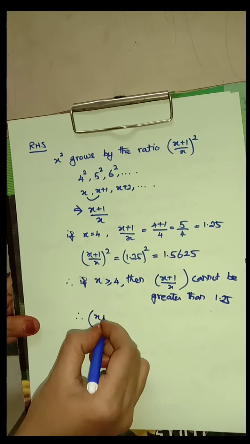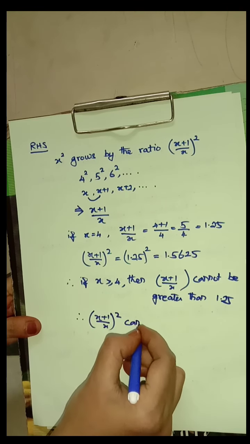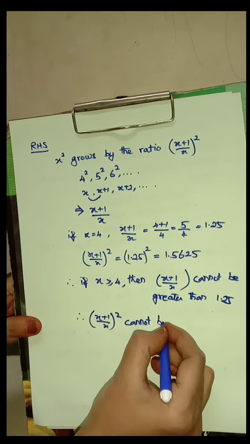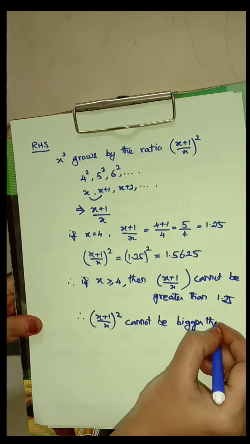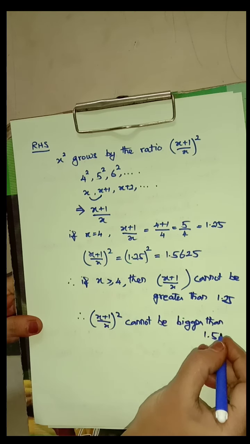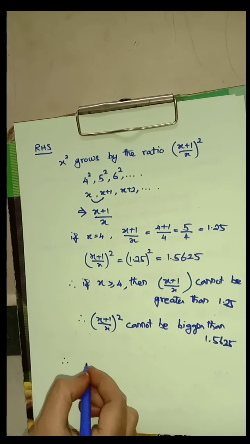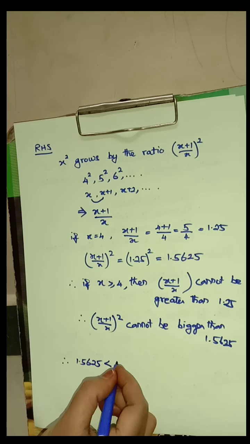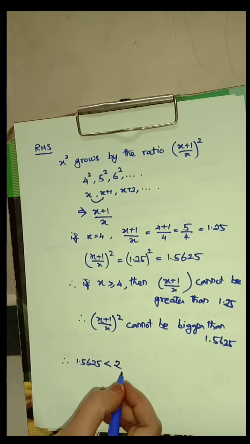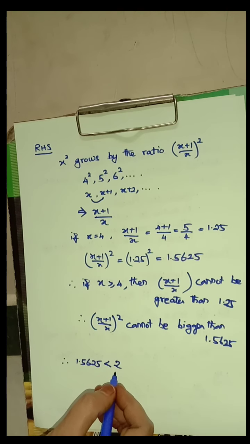Therefore, x plus 1 by x whole square cannot be bigger than 1.5625. So we can say that 1.5625 is less than 2. So this 2 power x is the left hand side value of the conclusion. So this 1.5625 is less than 2.